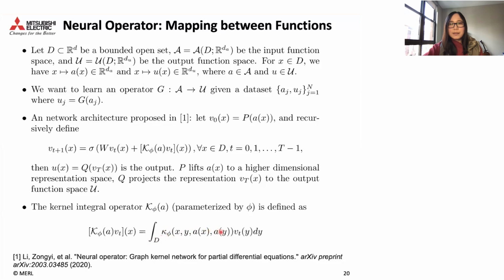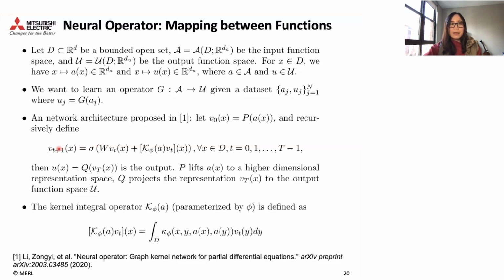We have a kernel function that could depend on the input function, or you can choose it not to depend on the input function. And then it is the kernel integration with respect to this vector that is coming from the previous layer. So these are the two main components, and then we will have a nonlinear layer to make the whole neural operator more expressive.